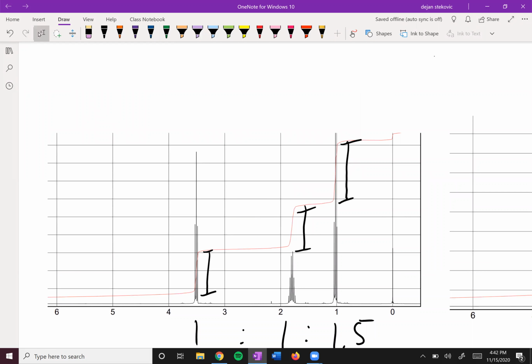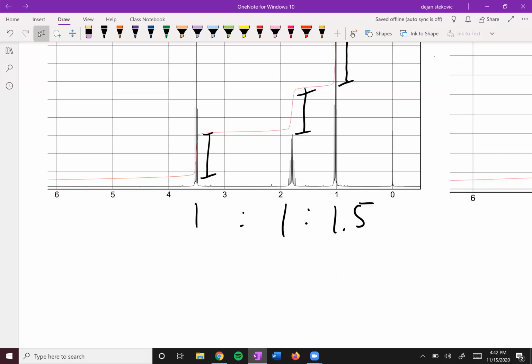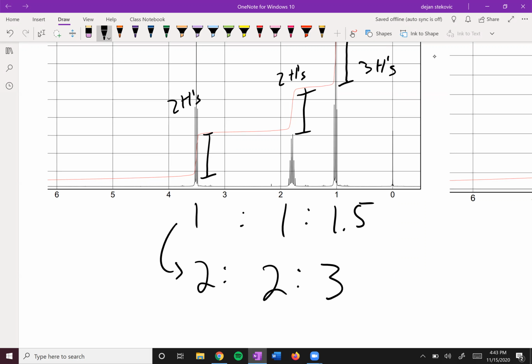And so in this case, right, you can't have half a proton. And so anytime you have a decimal, you want to go ahead and round or multiply both things to not have a decimal, right? So this is 1.5. We can multiply that by 2 to make it 3. So this is really a 2 to 2 to 3 type of ratio, right? This corresponds to 2 H's, 2 H's and 3 H's, right? So it could be 2, 2, 3. It could be 4, 4, 6. It could be 6, 6, 9, something like that.